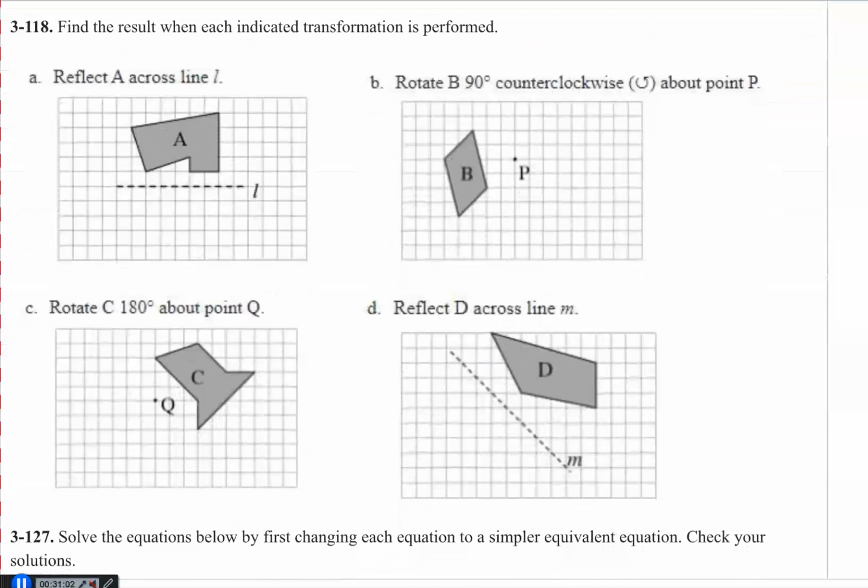Okay, 3-118. Find the result when the transformation is performed. I'm just going to let you guys do these. Use patty paper. I feel like this is well understood in class.